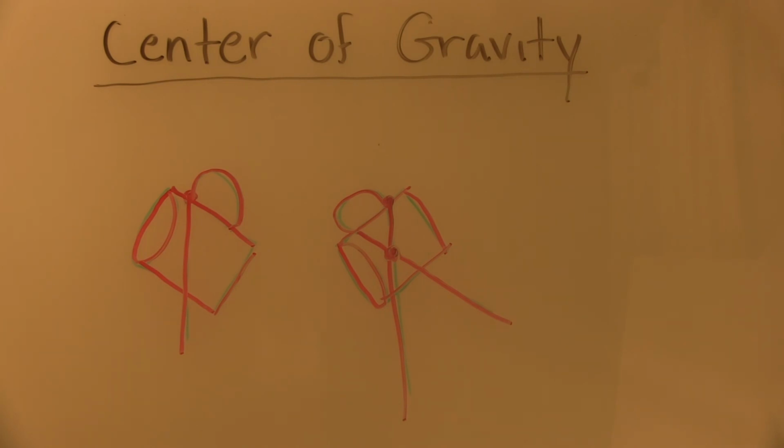Now in the second picture, we have taken it and supported it by the bottom of its handle. So the center of gravity, and we have a line directly below that. The center of gravity is where those two lines intersect.